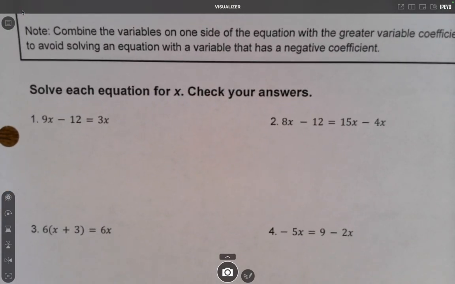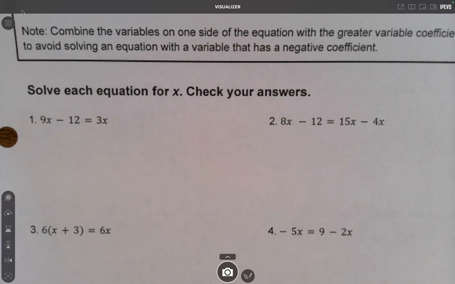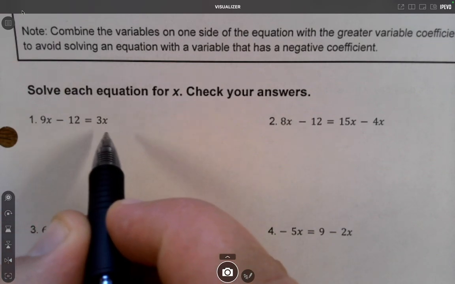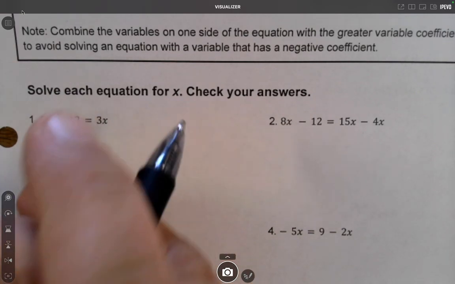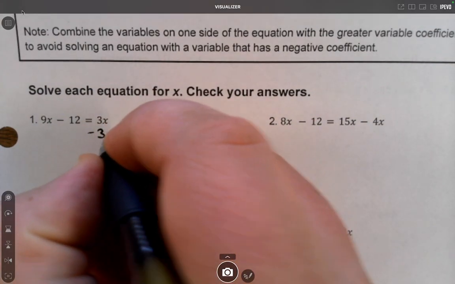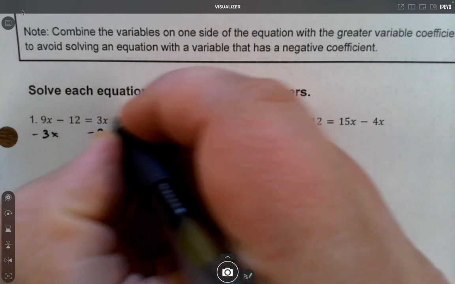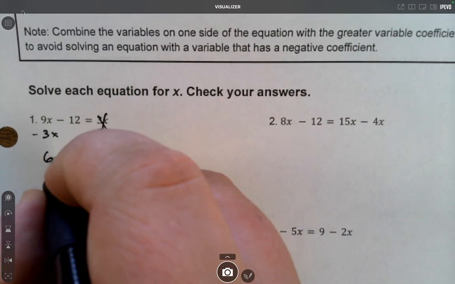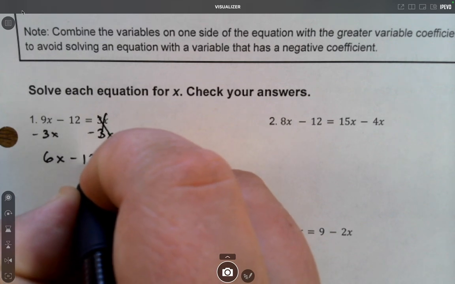Okay, so on number 1, first thing we want to do is combine the variables. And you can do it either way. You can subtract 9x from both sides, or you can subtract 3x from both sides. You can get the right answer either way. I'm going to choose to subtract 3x from both sides. 9x minus 3x is 6x. I just keep the minus 12.